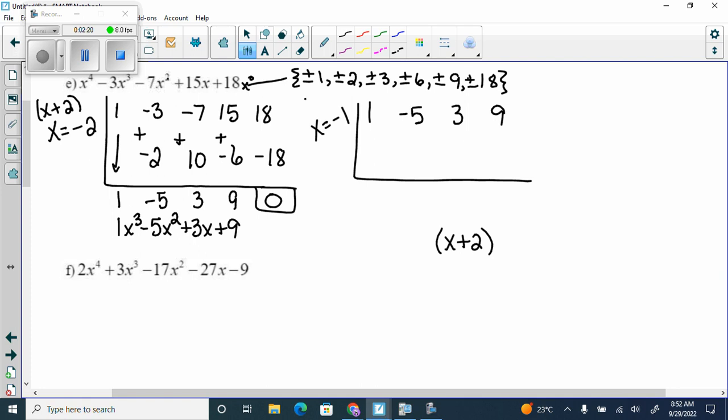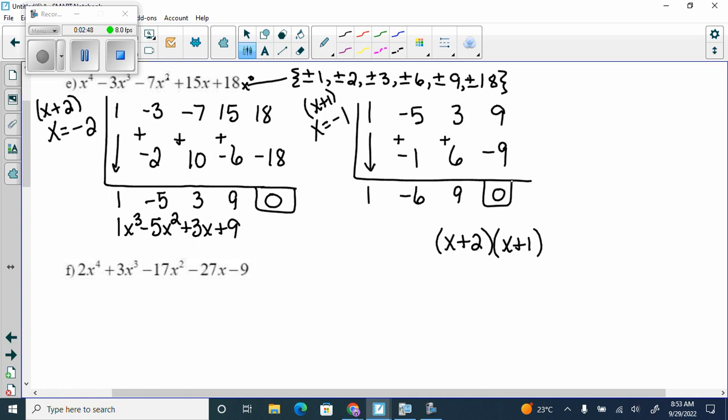And so the factor would be x plus 1. I go down here. That's my factor. I drop the 1. -1 and 1 is -1. Add it. -5 and -1 is -6. Done adding, so I multiply. -1 times -6 is 6, so I add. 3 and 6 is 9, so I multiply. -1 times 9 is -9, and that's 0.